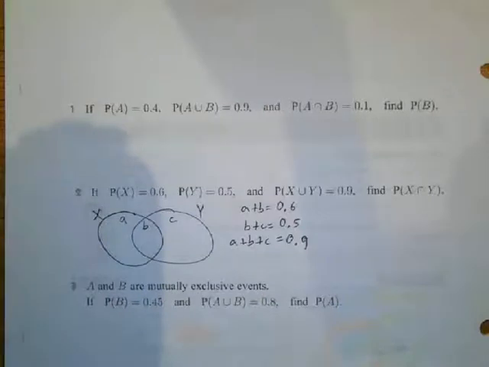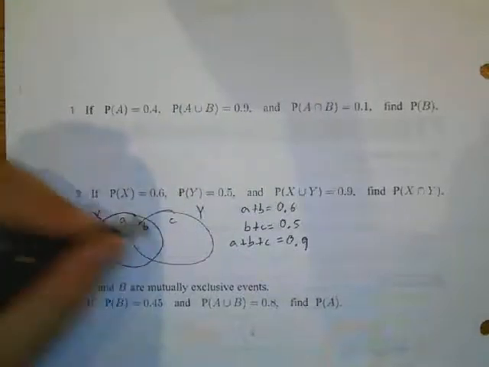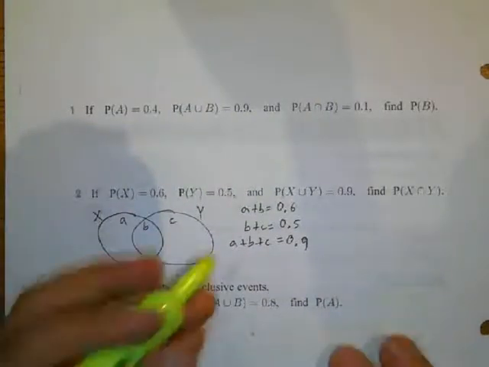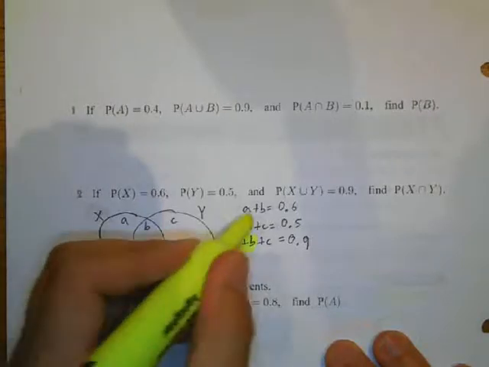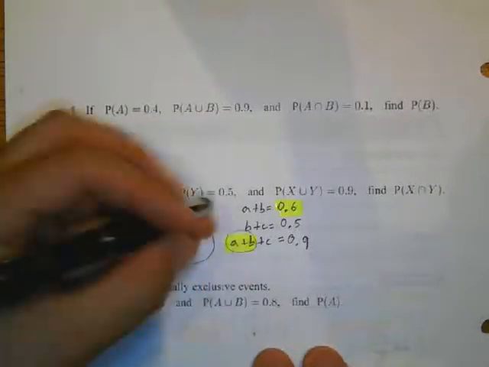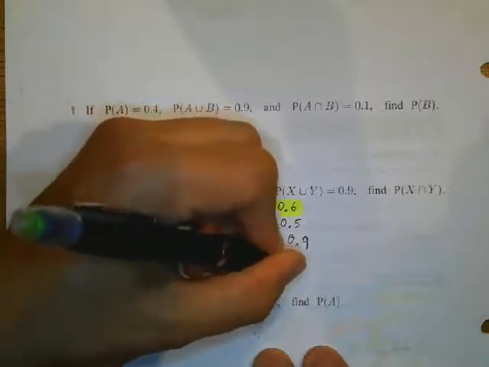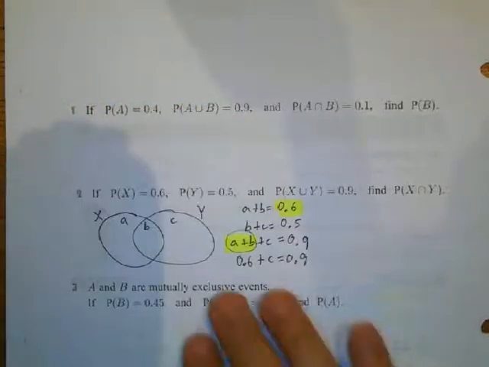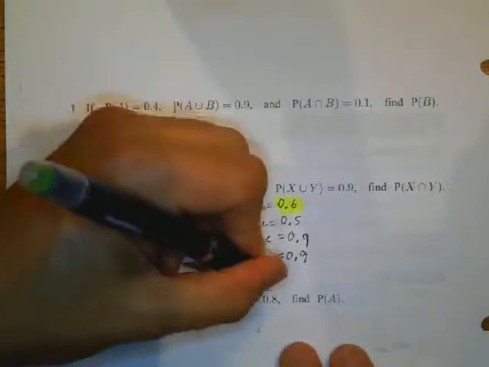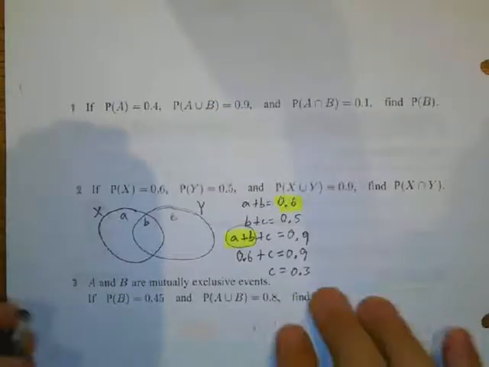Now we need to solve for the different letters. We're trying to figure out the intersection of this, so we're trying to find lowercase b. The first thing I did when I was solving this is I said, well, you know that a plus b is 0.6, isn't it? So I could just do a substitution and replace this with 0.6. 0.6 plus c equals 0.9. If I subtract 0.6 on both sides, c equals 0.3. So I'm going to just write that here, 0.3.